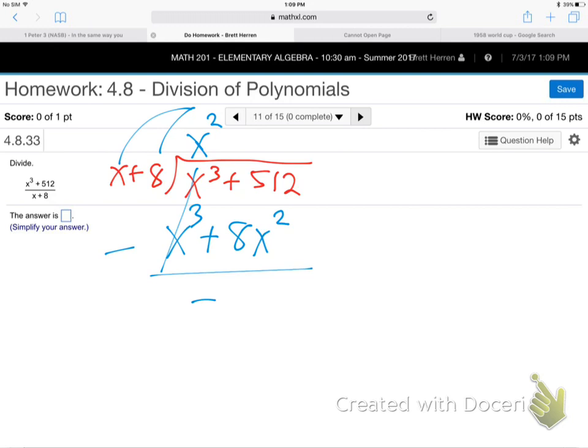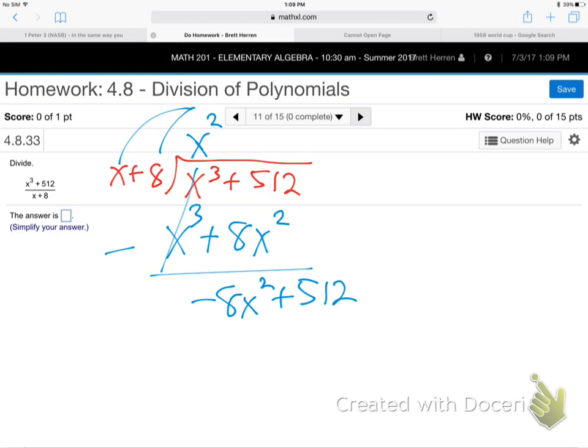And what do you get? Minus 8x squared plus 512. Right? Because you're subtracting the x cubed and subtracting the 8x squared. So it's a minus 8x squared. How we doing? Is that good? And then bring down the plus 512. Always put the bigger x in the front.